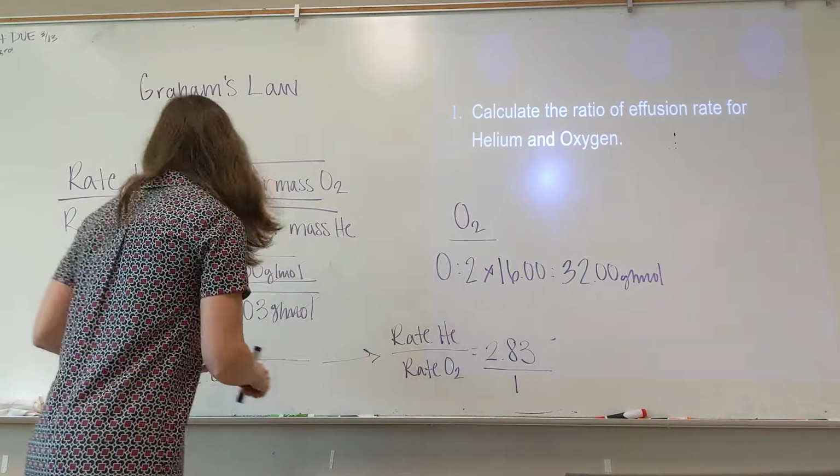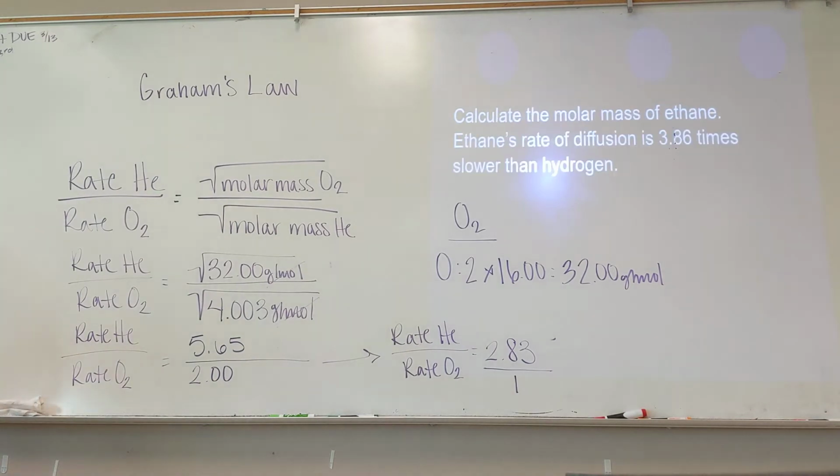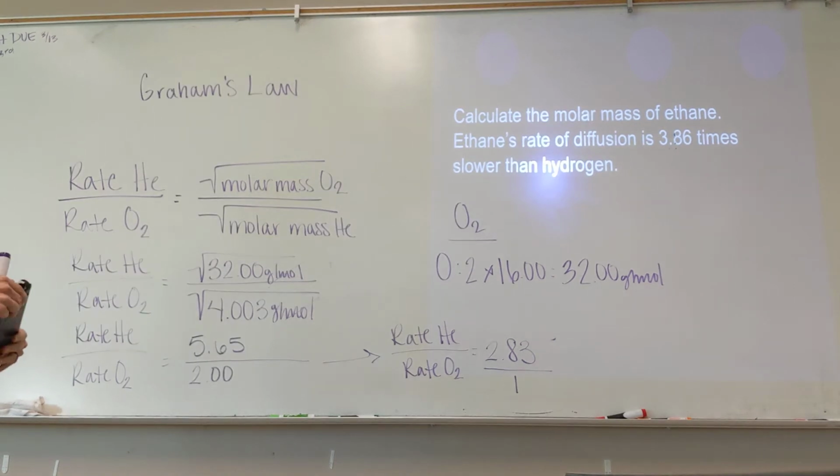All right, moving on to our next problem. This problem says to calculate the molar mass of ethane. Ethane's rate of diffusion is 3.6 times slower than hydrogen.